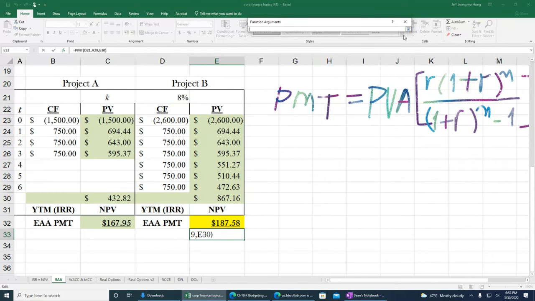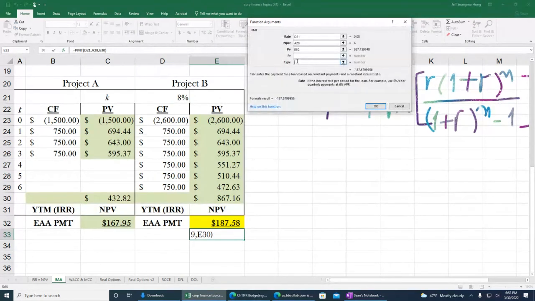Type, you don't need to enter type, because type means whether it is ordinary annuity or annuity due. If it is ordinary annuity, you leave it blank, or enter 0. If it is annuity due, you enter 1.